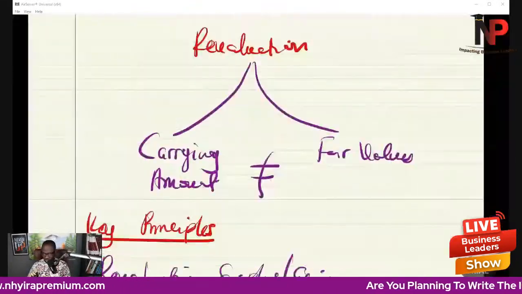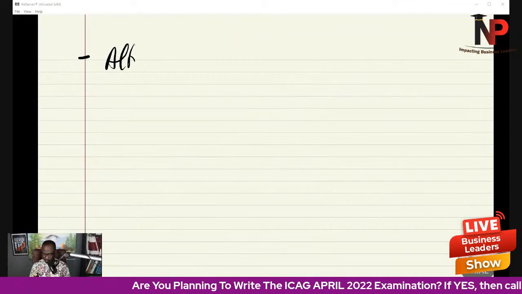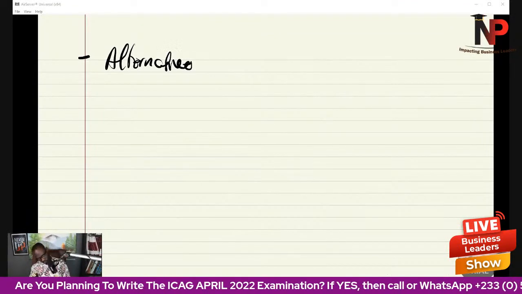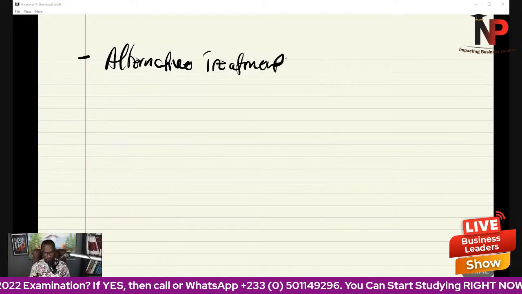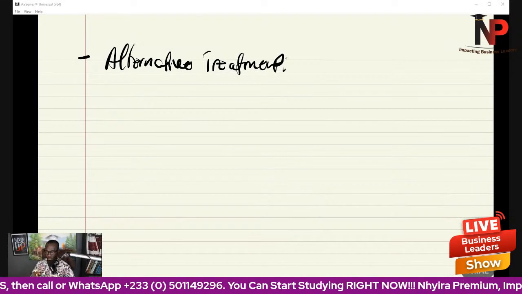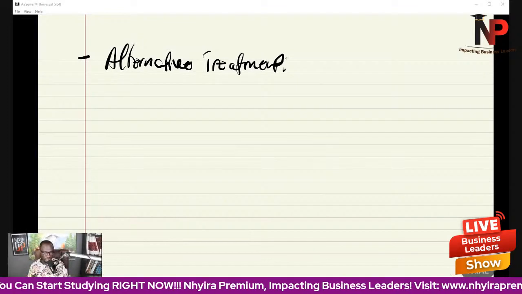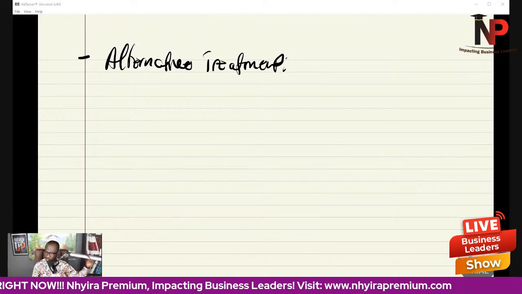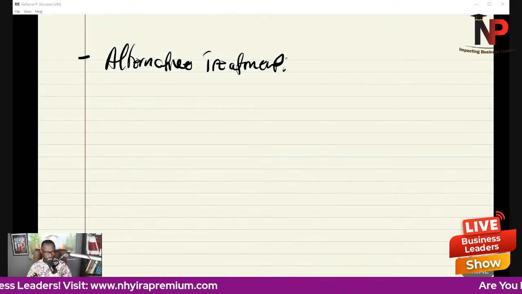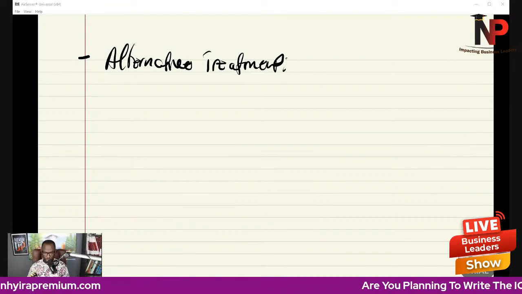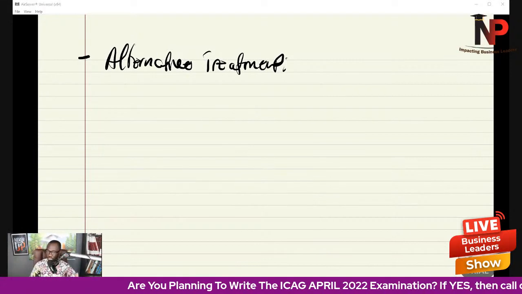But let's look at the alternative treatment. The alternative treatment is where we are revaluing an asset and it is now a surplus in the current year, but it was revalued previously and it was having a loss. So get the picture very well. With the alternative treatment, we are revaluing an asset for the second time, but previously it had been revalued downward.